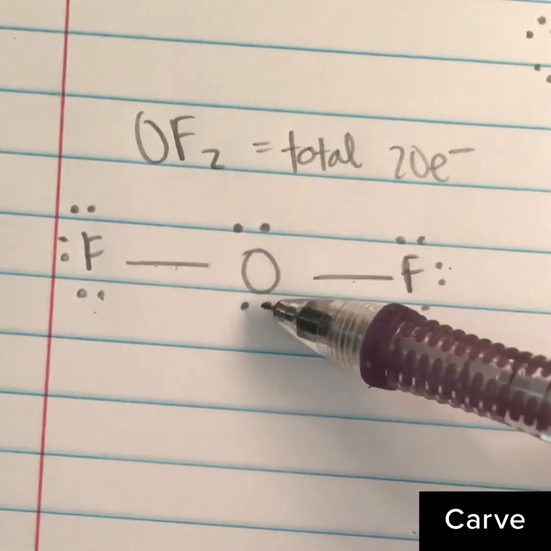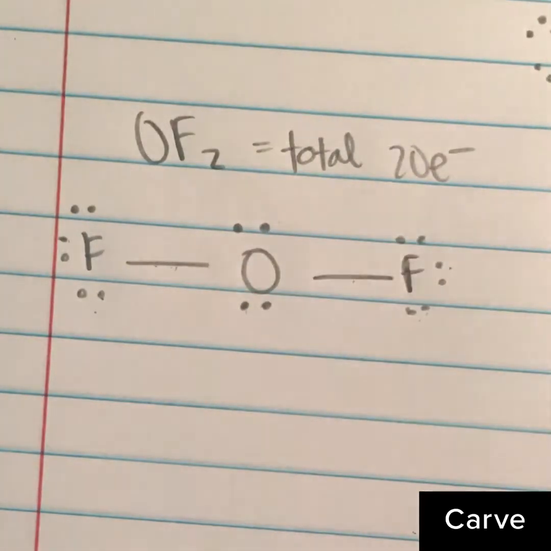So you place those 4 on the center atom, also making a full octet for the center atom. So all the atoms are happy now.